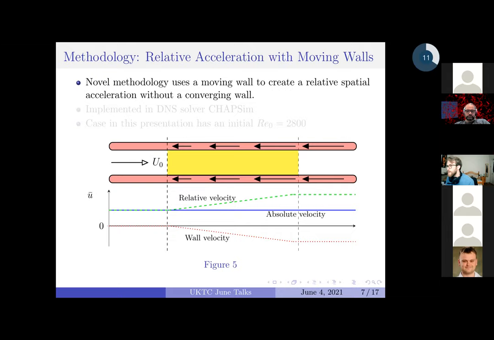The way this was done was by essentially starting with a channel flow and then modifying the streamwise velocity boundary conditions. At the onset of the acceleration, the first dashed line here, you modify the wall velocity so it becomes increasingly negative. Because you have a channel flow, the absolute velocity doesn't change, and therefore the fluid relative to the wall accelerates as you go downstream. So we have a relative acceleration. This was implemented into the DNS solver CHAPSIM. In the case that I will be presenting, it had an initial Reynolds number based on the half channel height of 2,800. So now we can move on to some of the results.